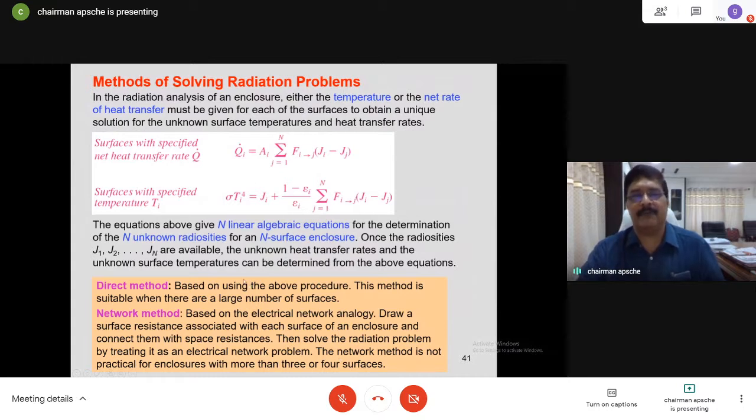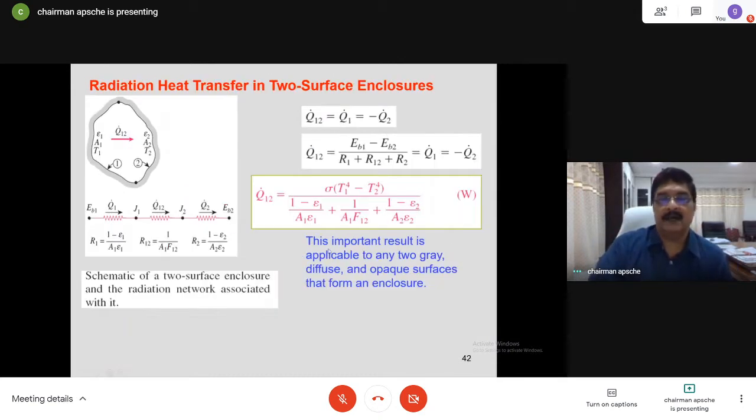So for the radiation problems, when surface i is exchanging with the j surfaces, it is Ji minus Jj, Fi to j, sigma. If it is more than one surface, it is the sum of all the shape factors. And in a nutshell, I have already given you these three resistances.